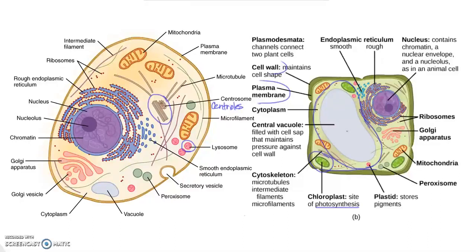Now, another thing I want to point out are these small plastids in plants that store different color pigments, which is when you look at different flower petals or other colors in plants, it's these pigments in these plastids that are allowing them to be that color.